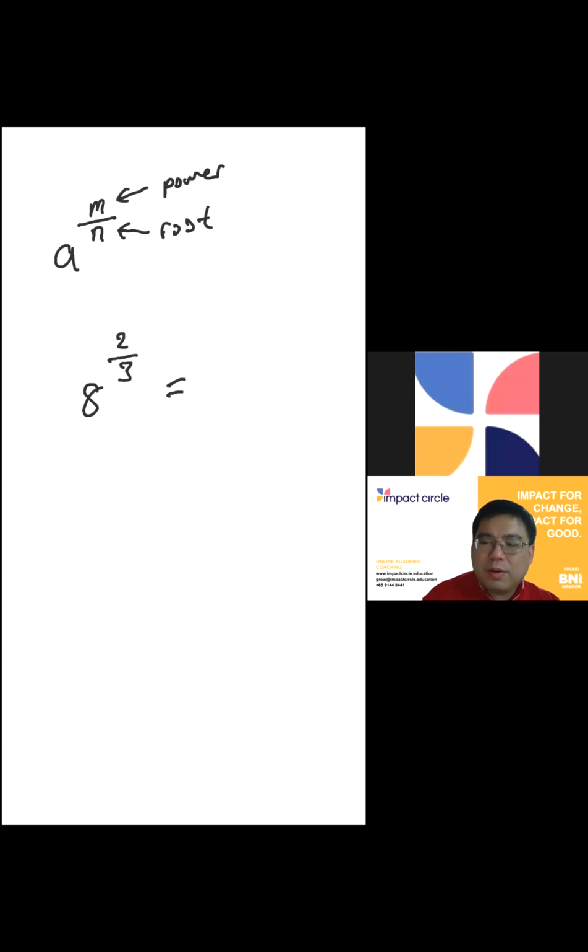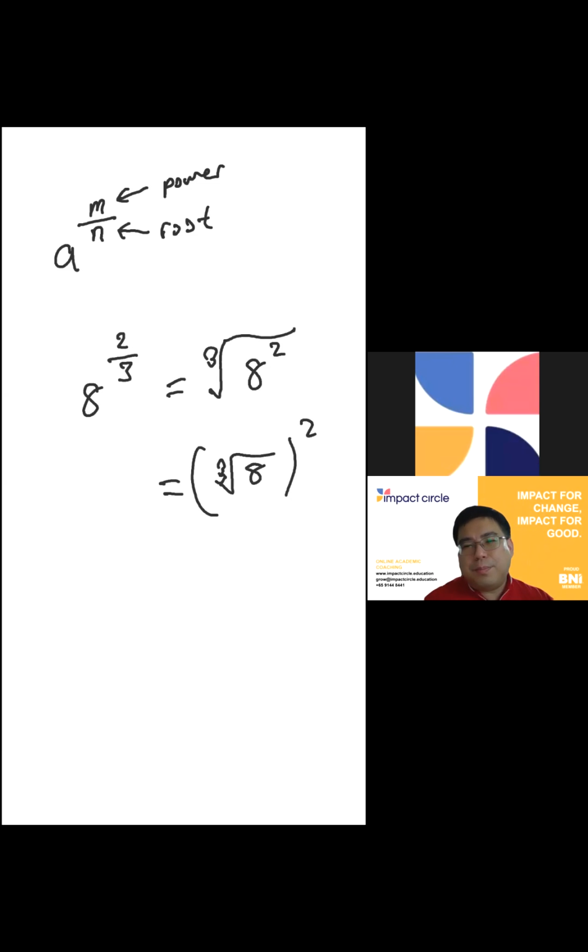This will mean that we will take 8 squared and then we will cube root the result. But we can also do it another way, which is to do the cube root first and then square the result. Both of these ways are exactly the same. But which should we choose?